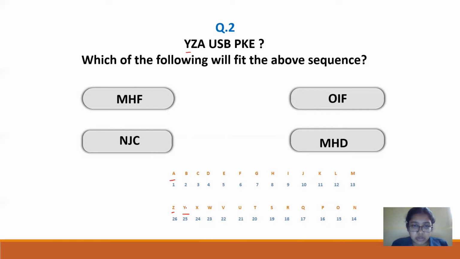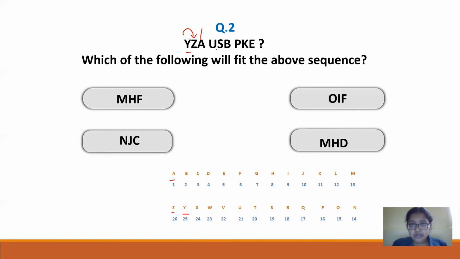So when you subtract Y from Z, what we are getting is Z 26 minus Y 25, we get 1, that is the value of A. Once again, I will repeat. Whenever you subtract Y from Z, we get the answer A.